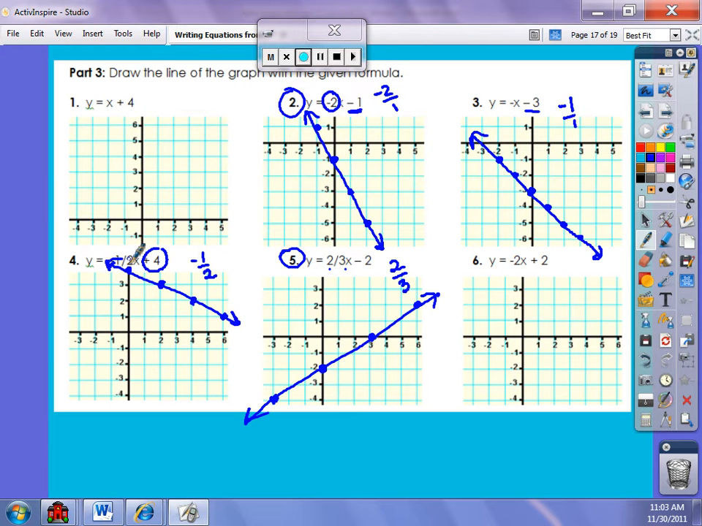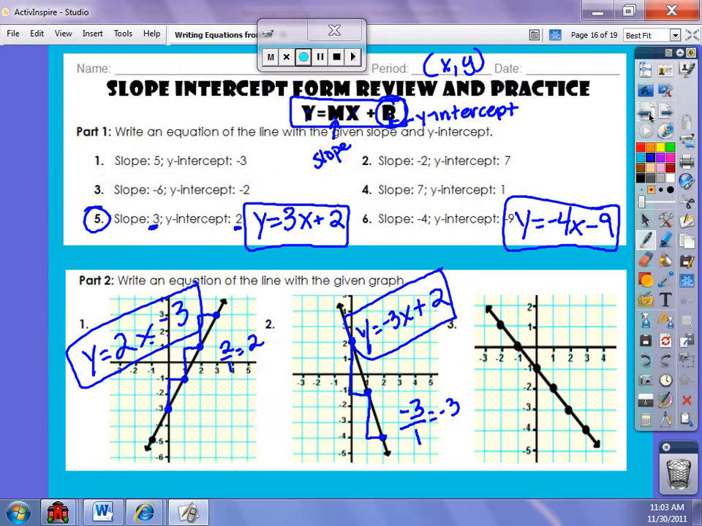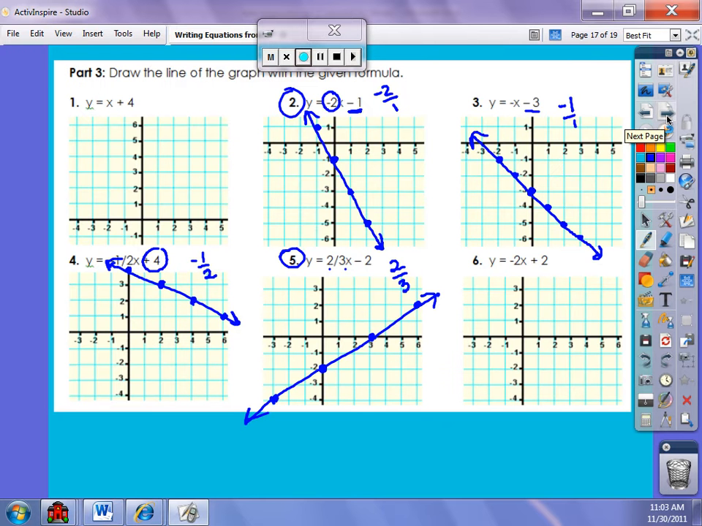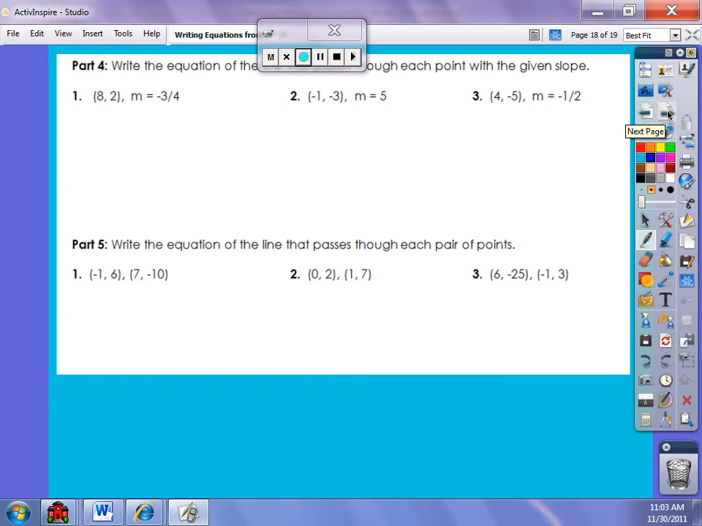Okay, so that's how to write an equation in slope-intercept form, how to find the line in slope-intercept form, how to graph the line that's written in slope-intercept form. The next thing we did was, well, what if I don't give you a slope and an intercept? Rather, I give you a slope and a point.